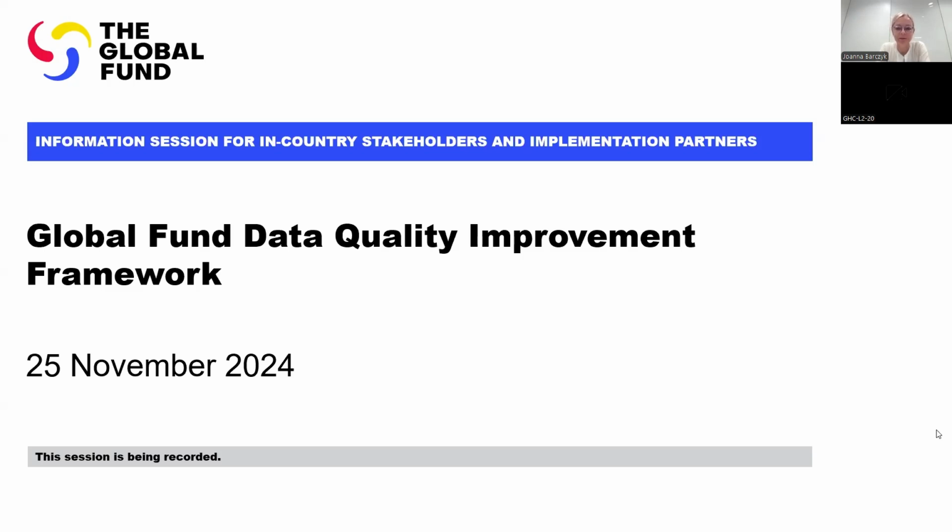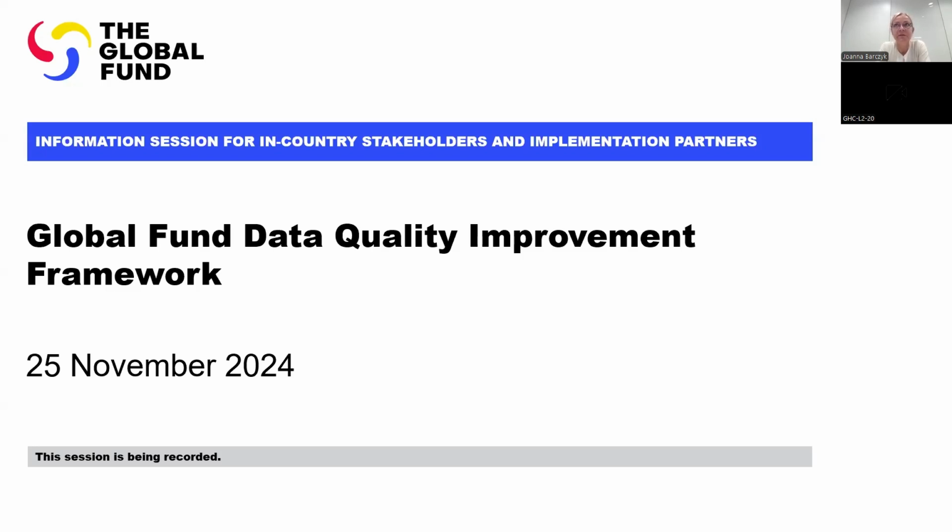My name is Joanna Barczyk. I am working with the Monitoring, Evaluation and Country Analysis team at the Global Fund. Our team is responsible for providing guidance to our country teams and specifically also to public health and M&E colleagues on how to best use Global Fund funds to strengthen national health information systems, and so, of course, data quality.